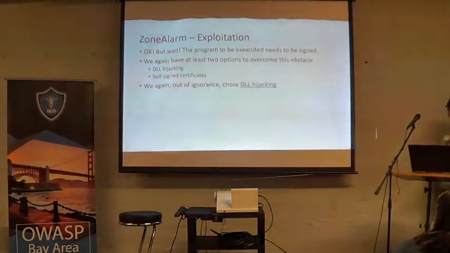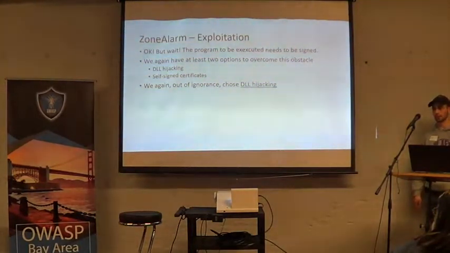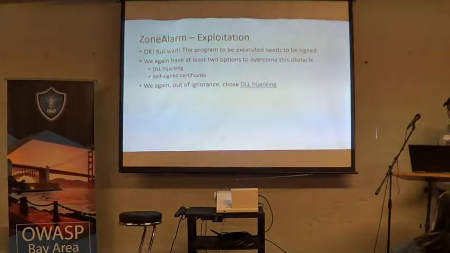So that's what I did. But there was a problem, because the program that's going to get launched has to be signed too. So we already bypassed the first code signing check by doing DLL injection into a signed process. Once again, I was ignorant about the self-signed certificates, so my solution for this was to do DLL hijacking on, again, a legitimately signed process.